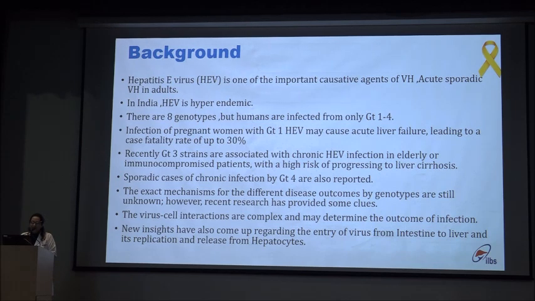Pregnant females are an important group where genotype 1 infection, which is the most prevalent in our country, can lead to acute liver failure and a case fatality rate of up to 30%. Recently, genotype 3 strains are associated with chronic HEV infection in the immunocompromised group, and sporadic cases of genotype 4 are also reported. However, the exact mechanisms of why different genotypes have different disease outcomes are still not known, and that is why the virus-cell interaction, the quest to find out what is happening at the level of the virus in the cell, is coming up and is still not very clear.